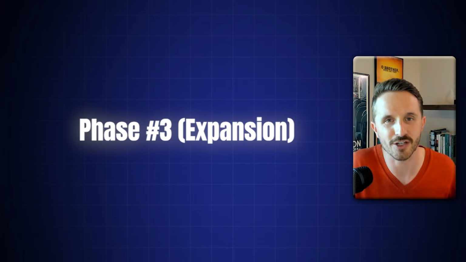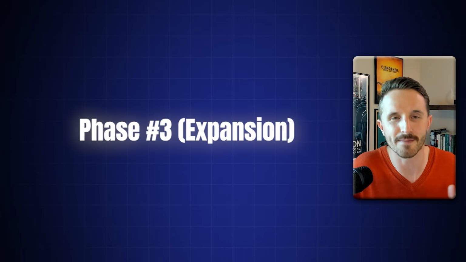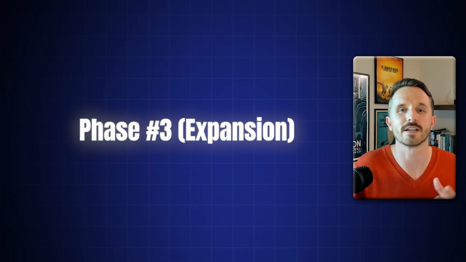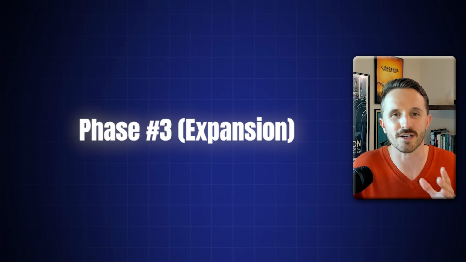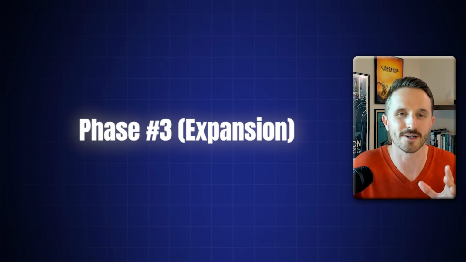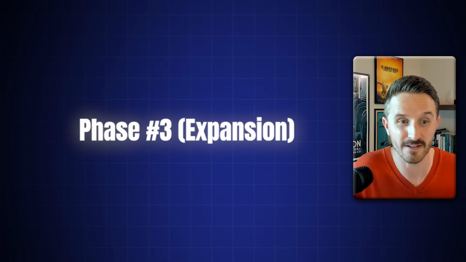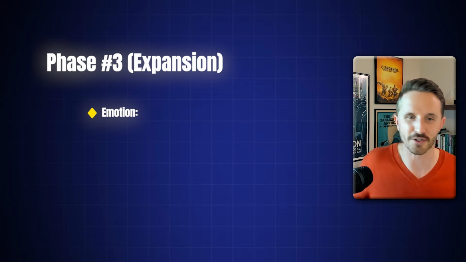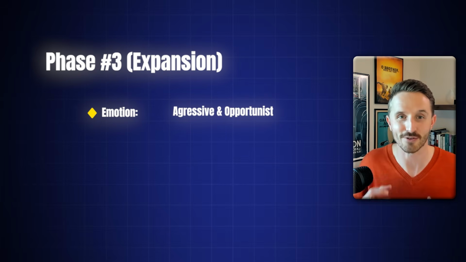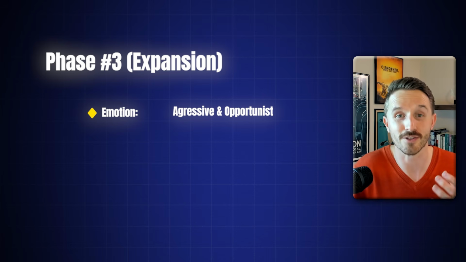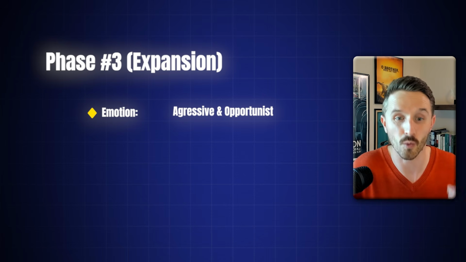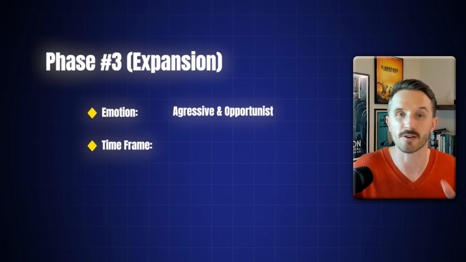Next phase is the expansion phase. I couldn't come up with a really amazing title for this, but expansion is kind of the best that I could do. This is basically when you aren't just using your money to pay off bad debt or buy a depreciating asset, but you're using it to invest in an income-producing activity. So your emotions here, you're a little bit aggressive, you're opportunistic, you see this as a Swiss Army knife that you have in your back pocket, and you're using it to become wealthy. Time frame-wise, think years 10 through 20.